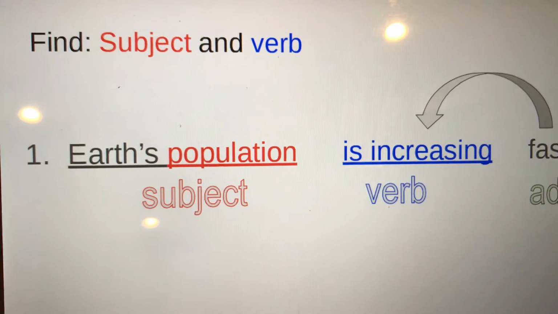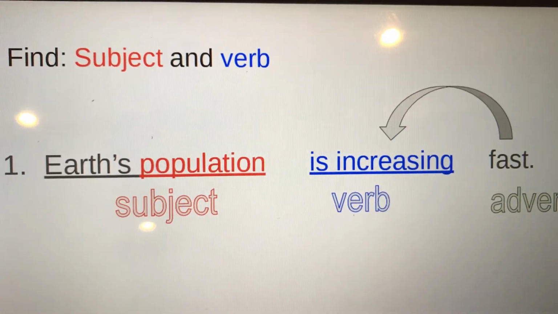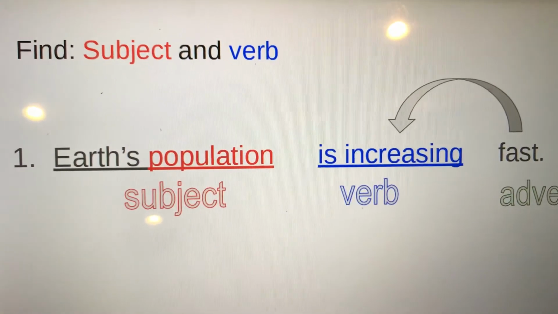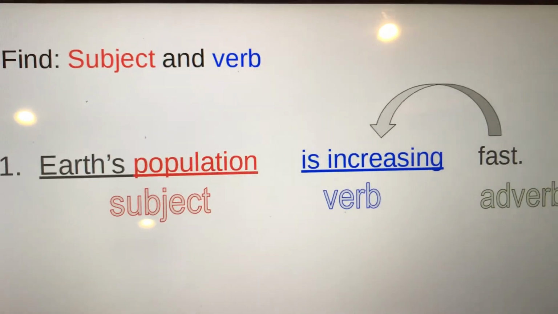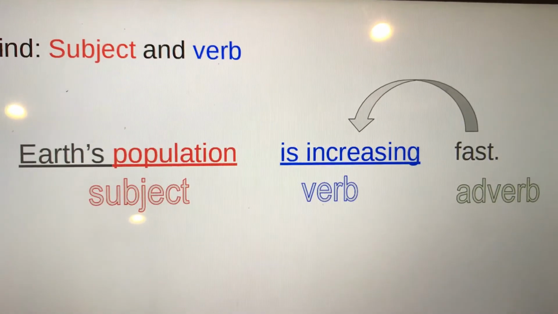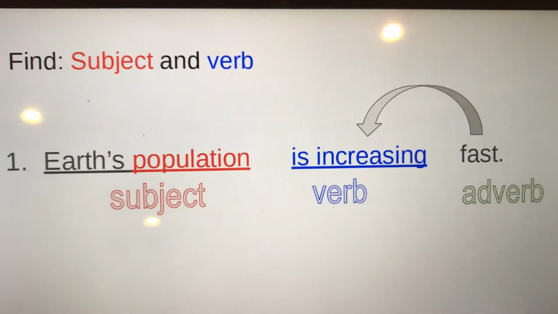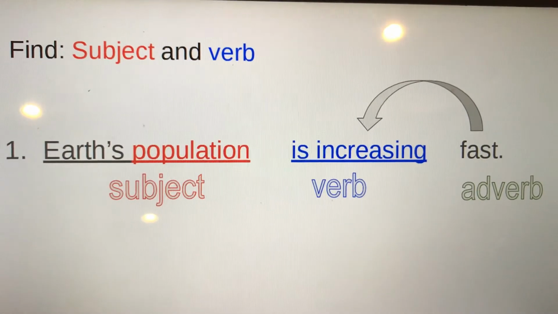Okay, so Earth's population is the subject. The noun is actually population. It has the ation at the end. And what is Earth's population doing? It's increasing. So is increasing is the verb. How is it increasing? Fast. And that's my adverb. So a complete sentence: subject, verb, complete idea.